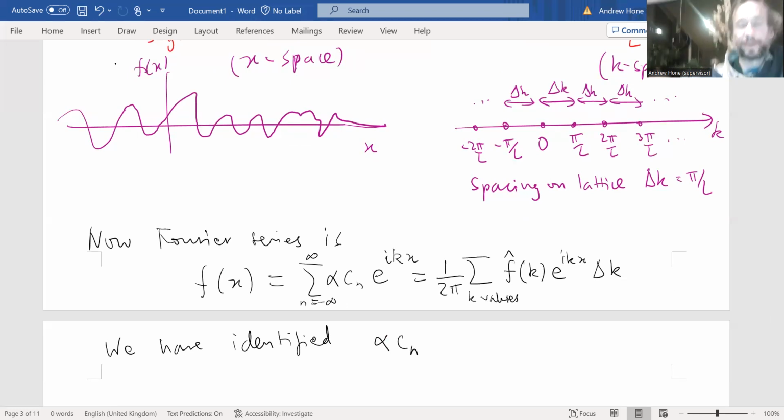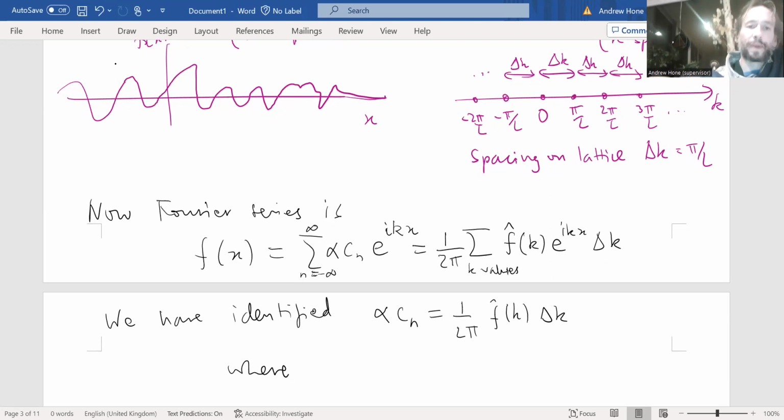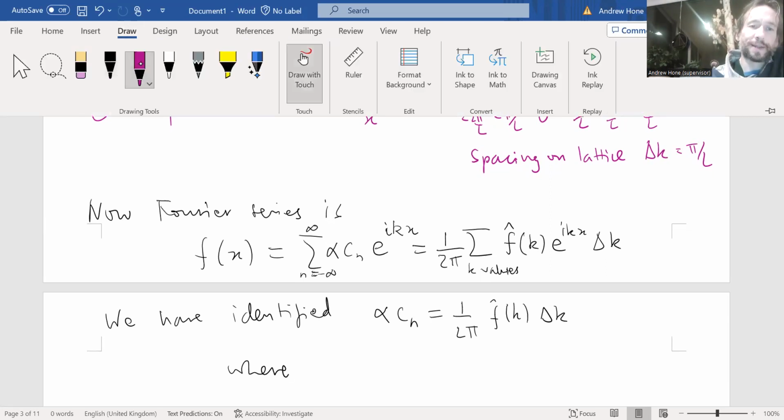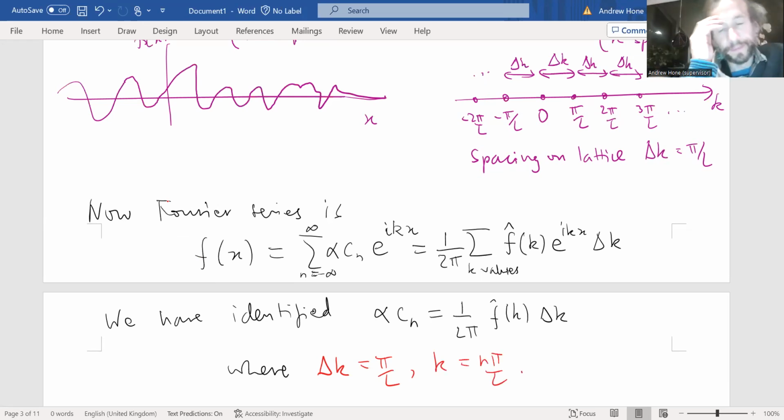So alpha Cn is the coefficient of e to the ikx, and k is n pi over L. And then we've called this 1 over 2 pi f hat of k times delta k, where, let's draw it in red to emphasize it, delta k is pi over L, that's the lattice spacing, and k is n pi over L. Okay. So, I mean, there are different ways to think about this.